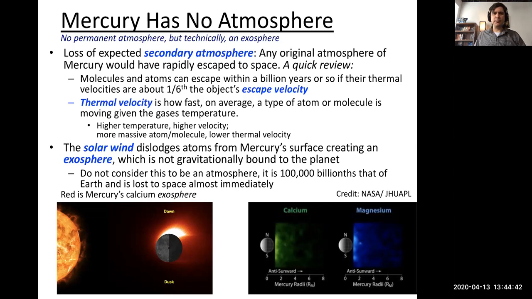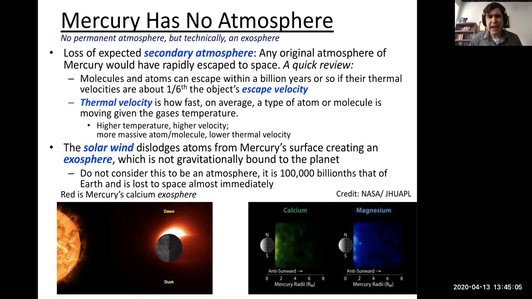And being so close to the sun, it doesn't matter if you're a heavy molecule like nitrogen bonded together, so diatomic nitrogen, you can't hold on. Mercury just can't hold on to it. It has too high of a temperature, making the gases move too fast, and it does not have enough gravity to hold on to those gases. So Mercury lost its atmosphere.